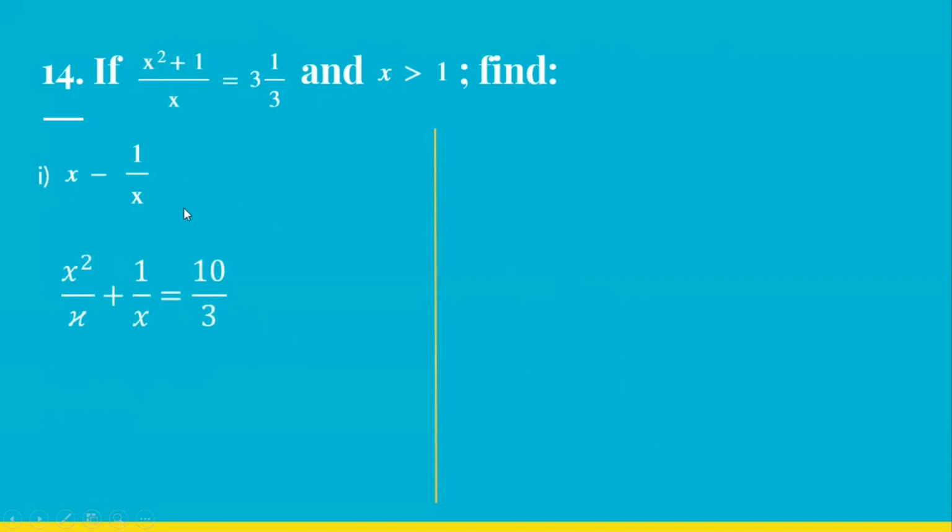So x square upon x plus 1 by x. Now x square upon x is going to be x. So we get x plus 1 upon x is equal to 10 by 3, right? Now you have to find the value of x minus 1 upon x. So here we use the identity a minus b the whole square is equal to a plus b the whole square minus 4ab. Before the very first exercise, these are all identities which you are supposed to learn.